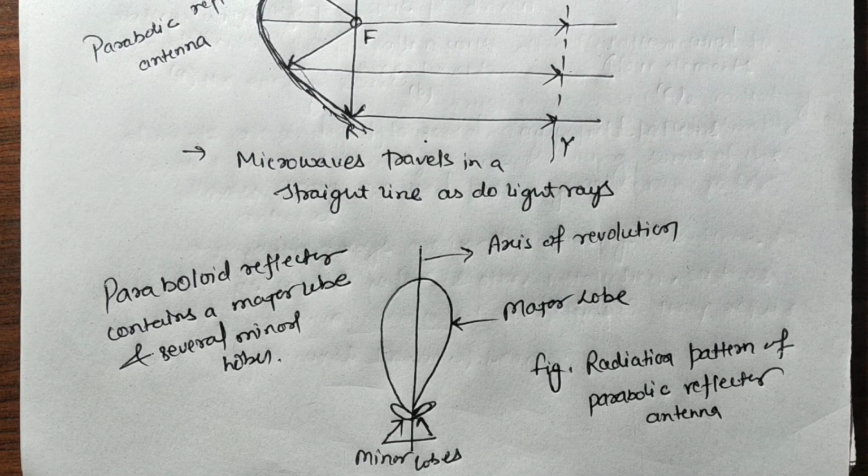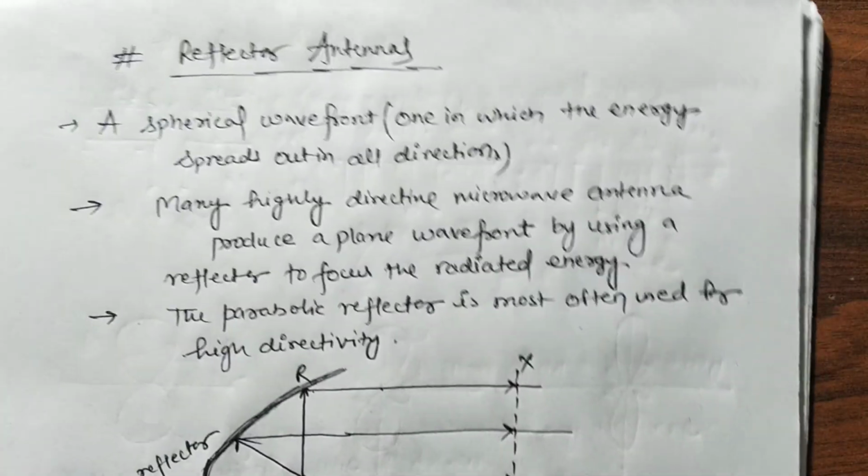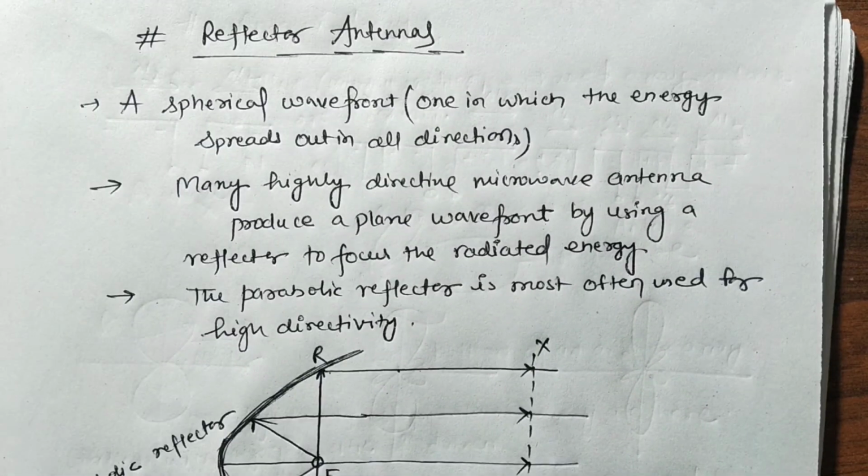So dear students, this is the pattern in which we are using a parabolic reflector that contains a major lobe and several minor lobes. So dear students, this is all for reflector antenna. I hope you come to understand about this reflector antenna.